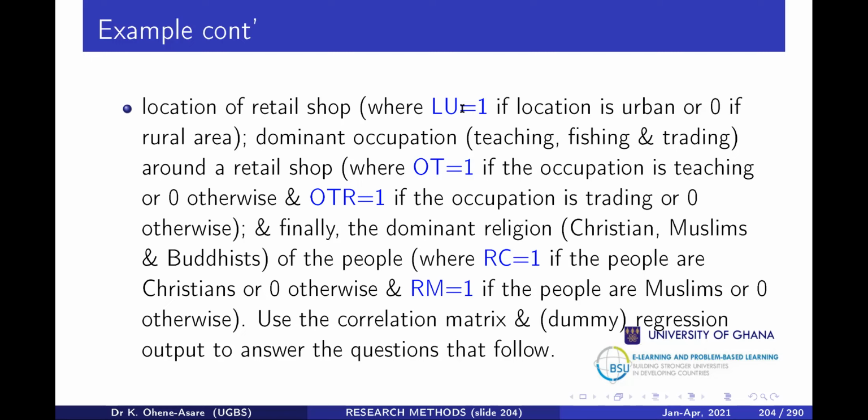You see, if it is 1, it means that it's been coded as 1. If the location is urban, or 0 otherwise. And when you read down to the last one, it says religion, and it mentions all the dominant religions: Christians, Muslims, Buddhists. And it says that when RC is 1, the people are Christians, or 0 otherwise. When RM is 1, the people are Muslims, or 0 otherwise.